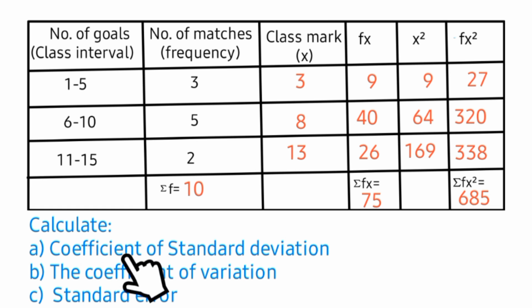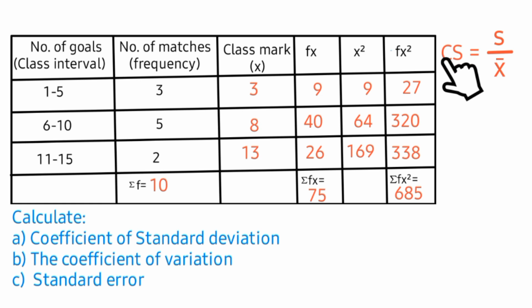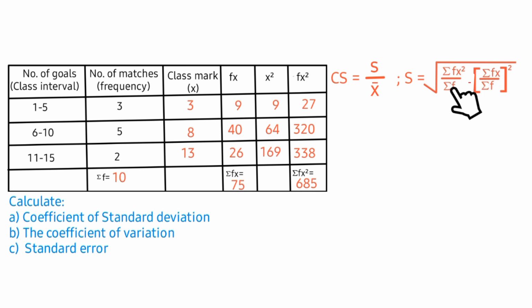Now let's calculate coefficients of standard deviation. Formula for calculating the coefficients of standard deviation equal standard deviation divided by mean. This simply implies that we're expected to calculate standard deviation of this data and then divide by the mean of the data. Standard deviation is the square root of summation fs square, remember, our summation fs square value is this, divided by summation f minus summation fs divided by summation f.